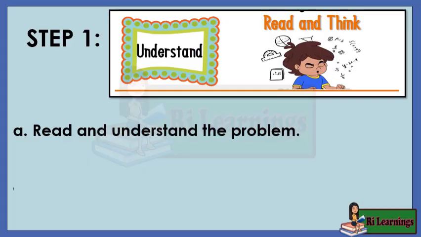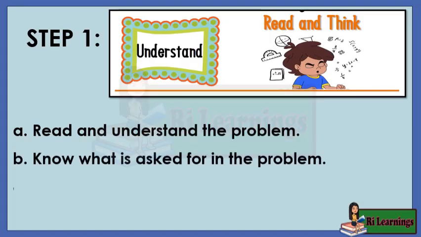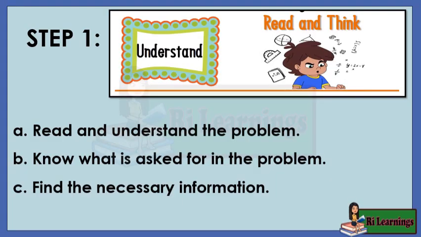Step 1. Understanding. A. Read and understand the problem. Begin by reading the problem carefully to understand the context and what is being asked. Pay attention to keywords and phrases that indicate mathematical operations or relationships. B. Know what is asked for in the problem. Determine the specific question. What is it asking you to find or solve for? C. Find the necessary information. This could include numerical values, measurements, quantities, or any other relevant data.